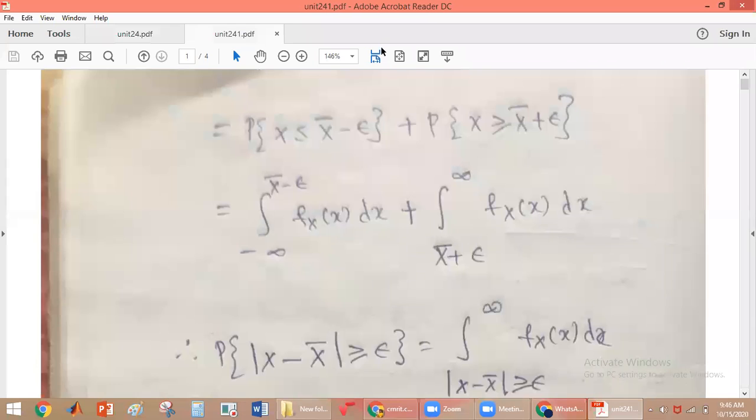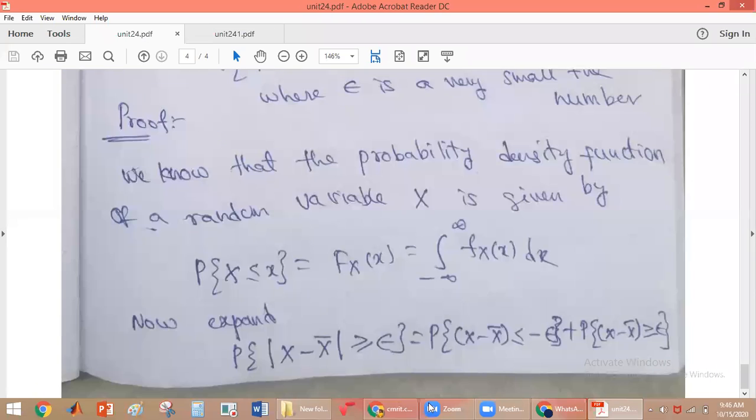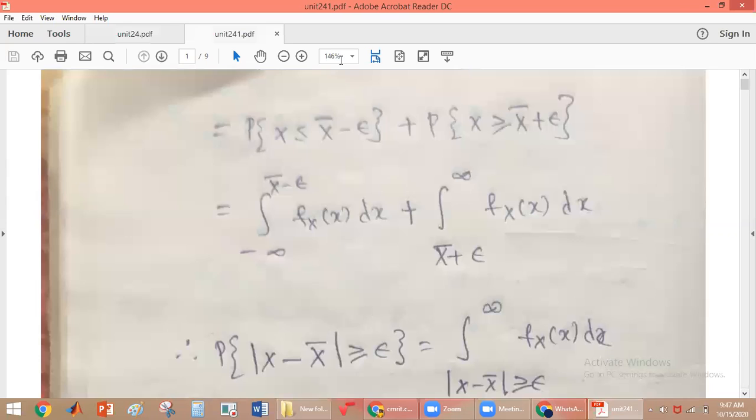Now we send this x bar to the right side. See here we have x minus x bar. So this becomes probability of x less than or equal to x bar minus epsilon, plus probability of x greater than or equal to x bar plus epsilon. So the equation we discussed in the previous case will be written like this: probability of x less than or equal to x bar minus epsilon plus probability of x greater than or equal to x bar plus epsilon.